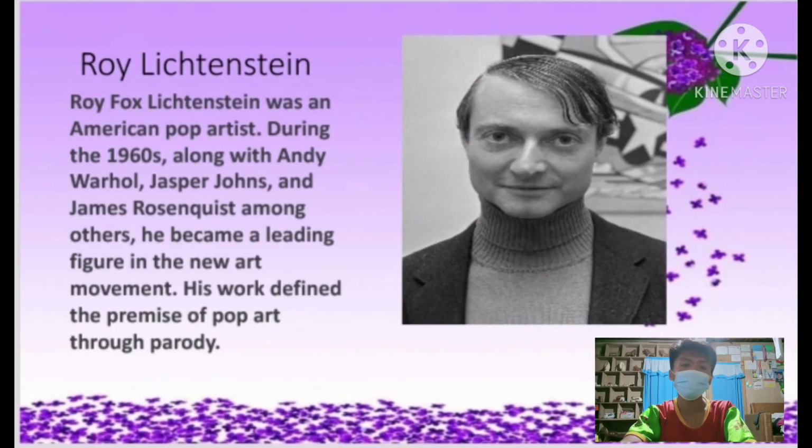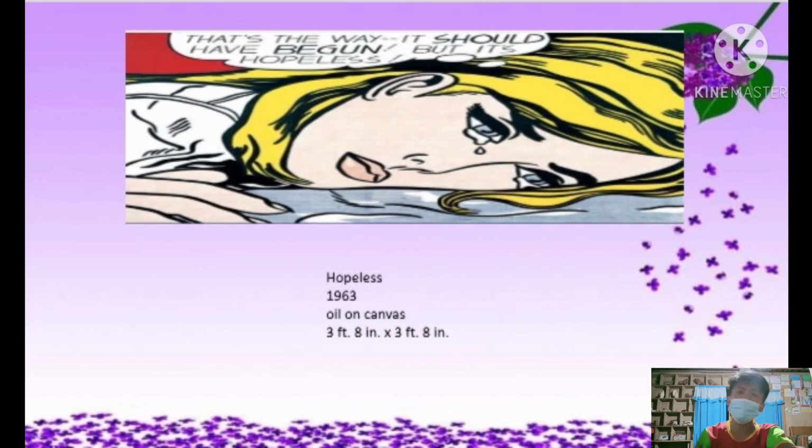Next is Roy Lichtenstein. Roy Fox Lichtenstein was an American pop artist during the 1960s, along with Andy Warhol, Jasper Johns, and James Rosenquist, among others. He became a leading figure in the new art movement. His work defined the premise of pop art through parody. As you see in the picture on the slide, it is one of his paintings entitled Hopeless, 1963. It is made from oil on canvas.